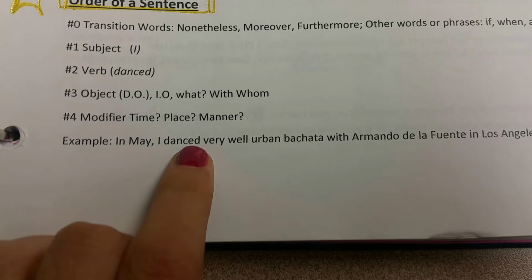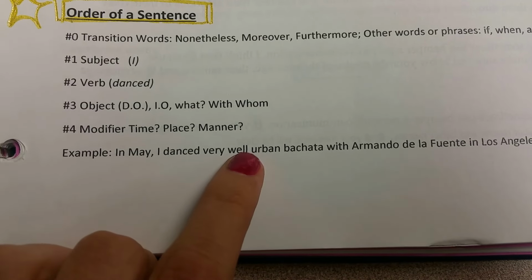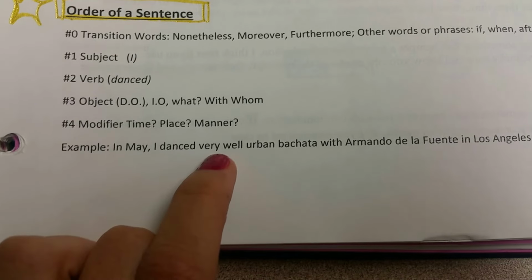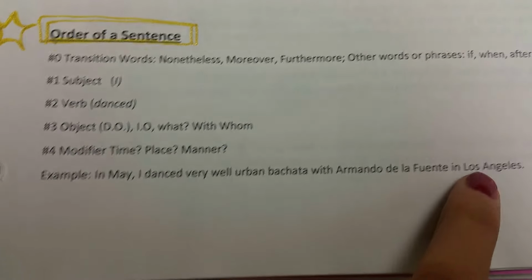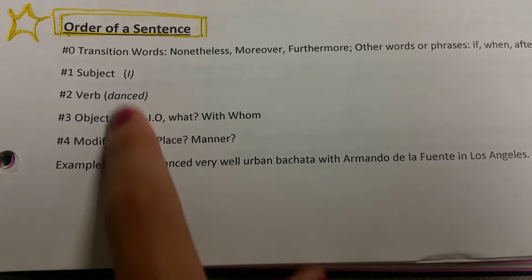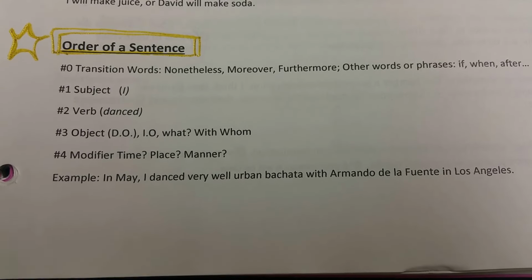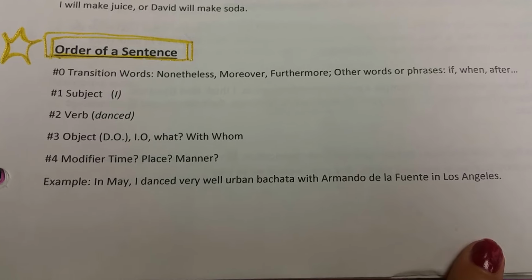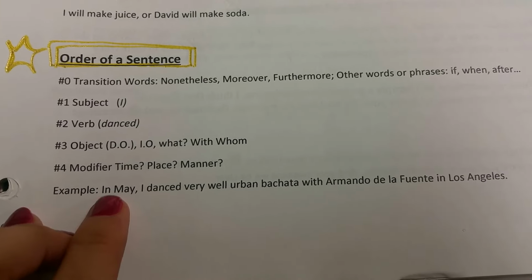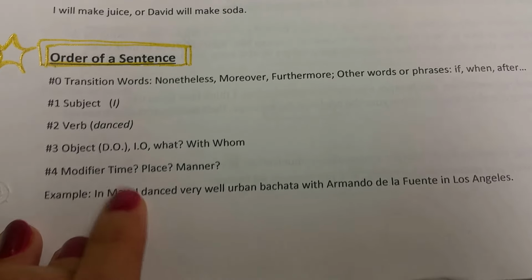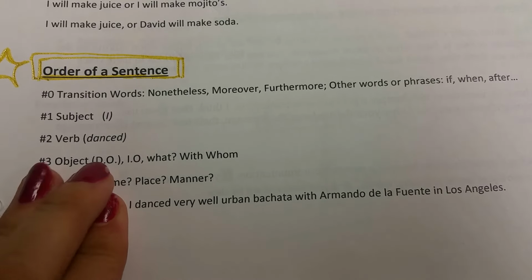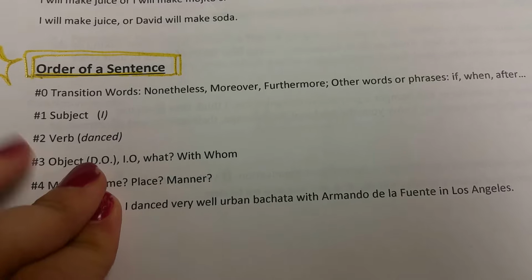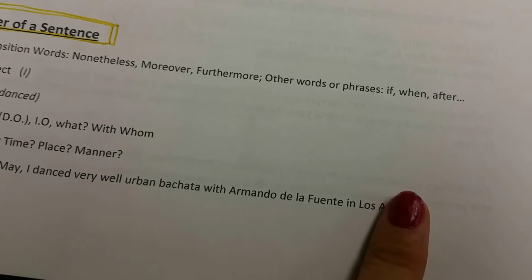Dance, that's the verb. How did you dance? Very well. Intensively. I dance intensively, for instance. I dance intensively your urban bachata with Armando de la Fuente in Los Angeles. In Los Angeles, that's a modifier of place. In May, that's my modifier of time, and because I'm putting it before the main subject, I need a comma. Another way of doing that could be: I dance intensively urban bachata with Armando de la Fuente in Los Angeles in May. I would not need a comma in this case.